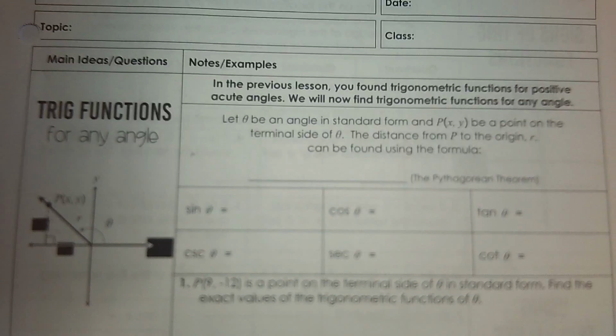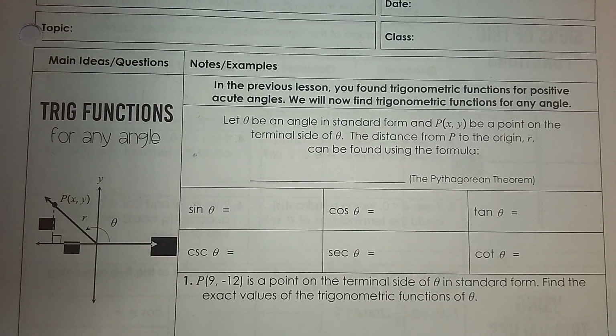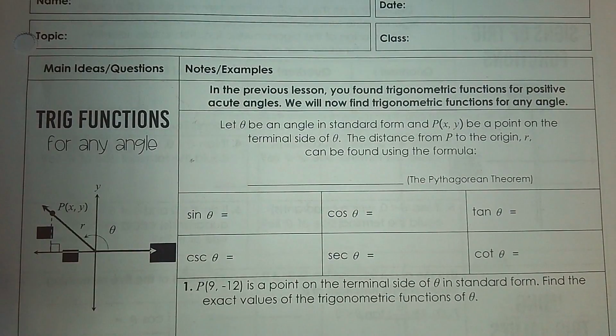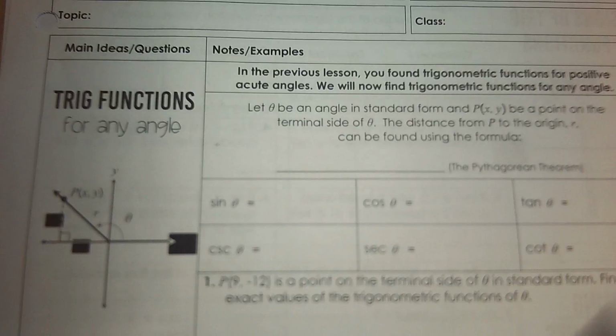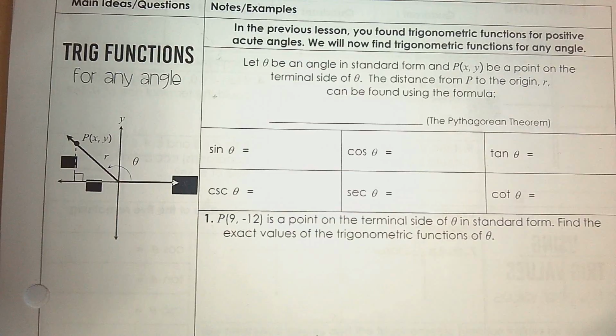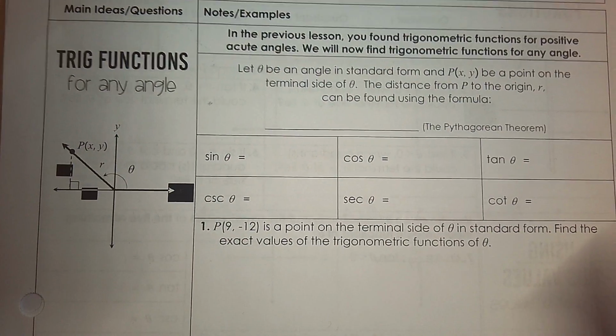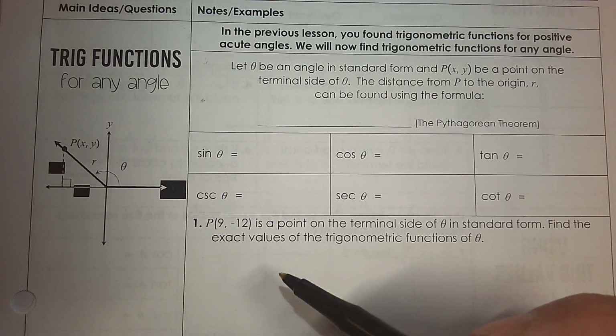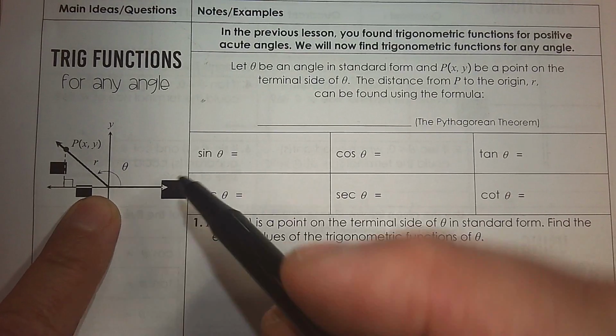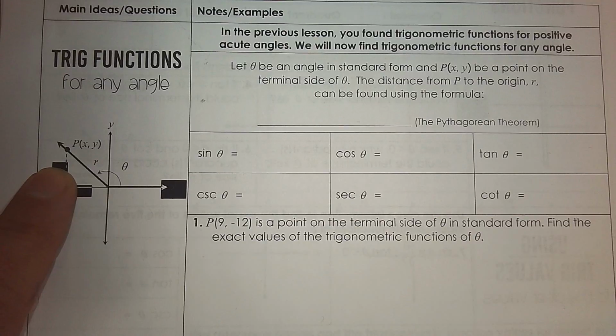Alright, here's the lesson for you on trig functions for any angle. So this is starting the no-calculator parts of trigonometry. Let theta be an angle in standard form. It's like way back to our first lesson. And let P, (x, y), be a point on the terminal side of that angle theta.